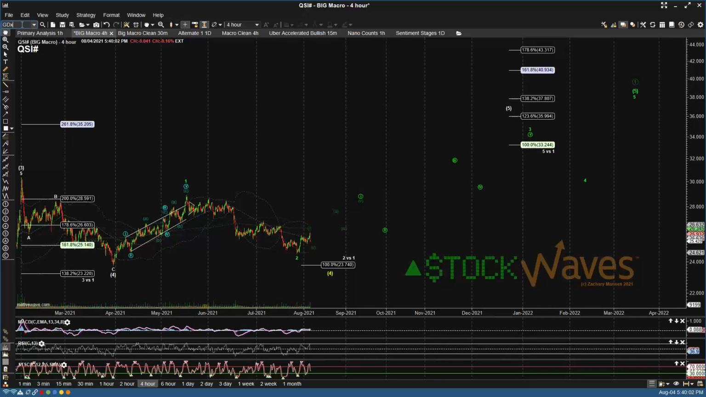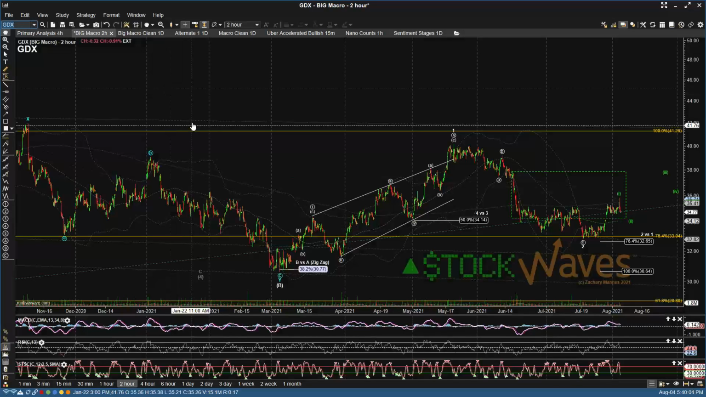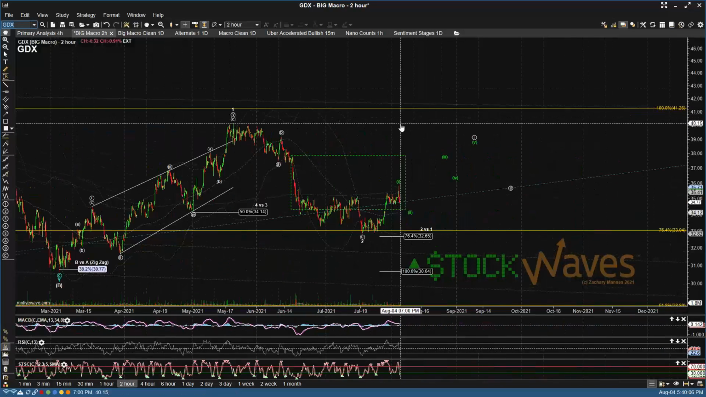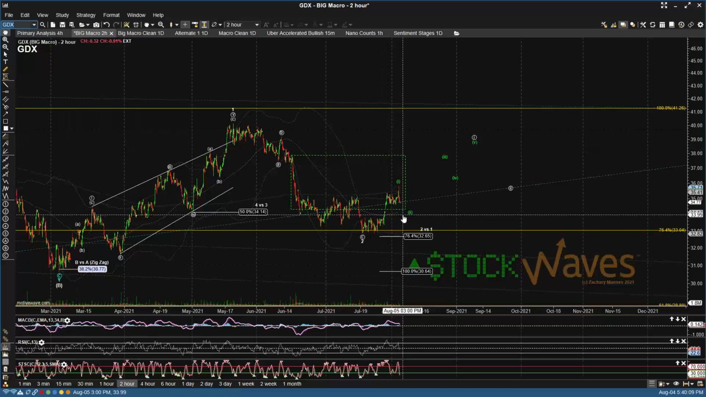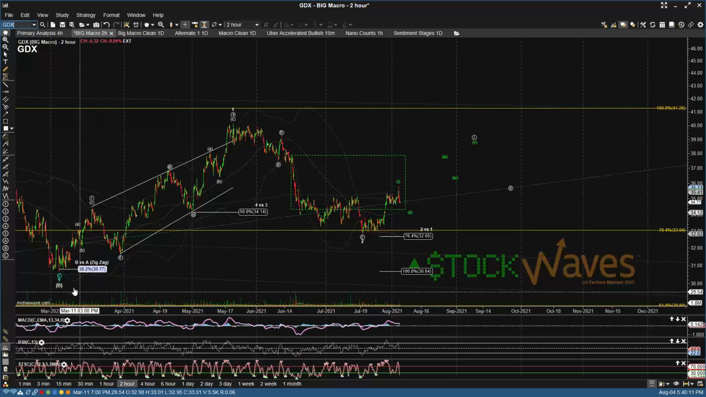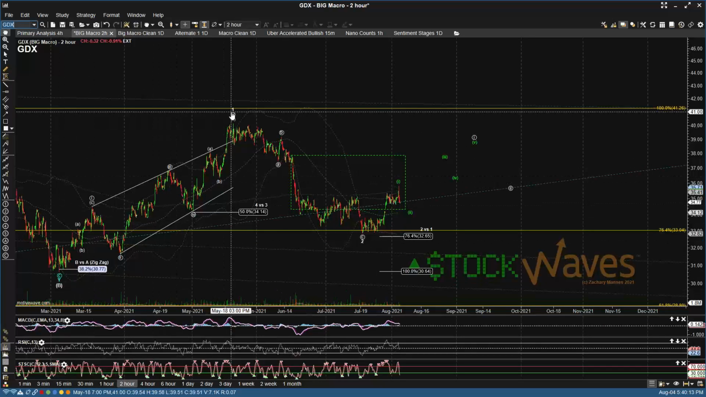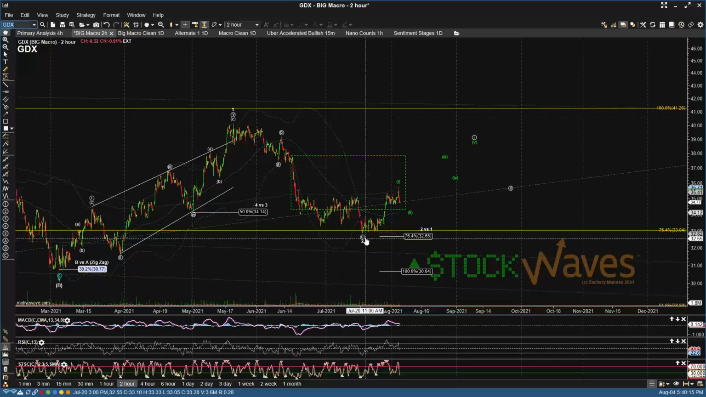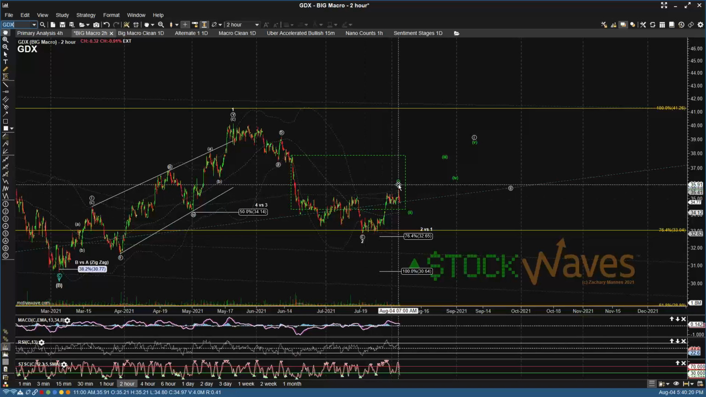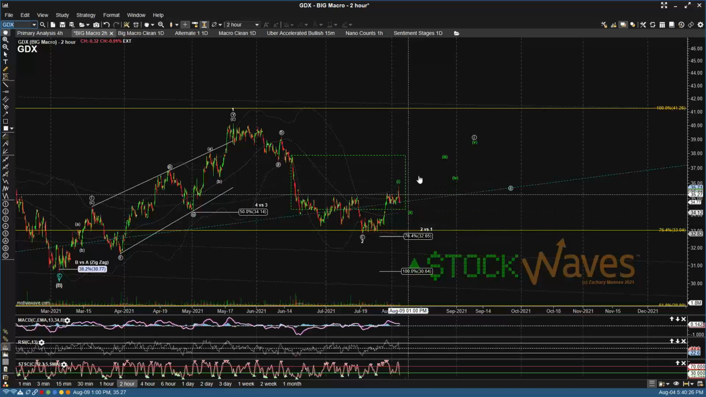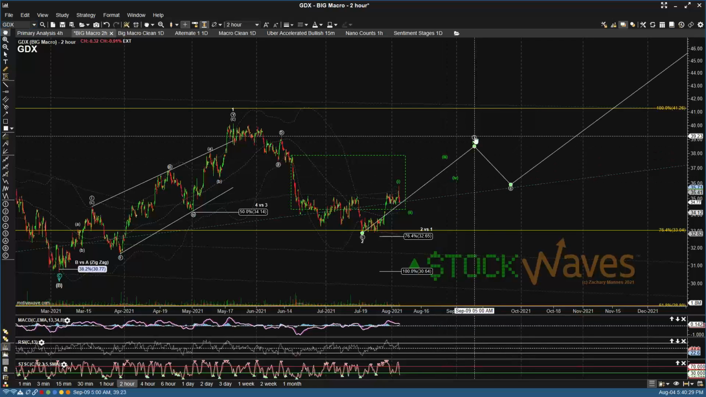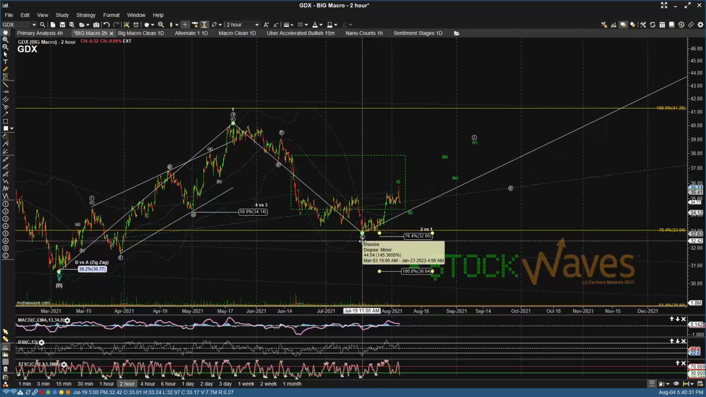Moving on to GDX. GDX, for the most part, recently looks most similar to silver. Off of this March low, it counts as 5 waves up, a deeper wave 2 to the 764, and like silver, it looks like the high this morning completed 5 up for the small wave 1, pulling back in a wave 2, trying to get 5 waves up for this wave 1 of the 3 of this larger C wave.